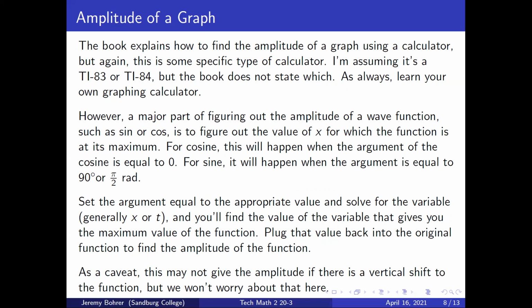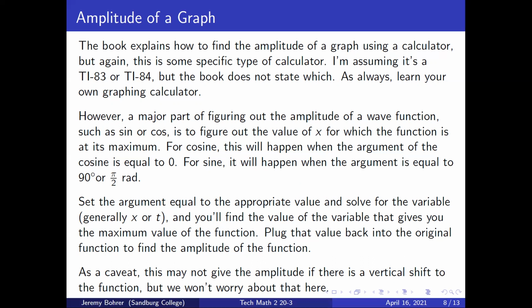For cosine, this will happen when the argument of the cosine is equal to 0. For sine, it will happen when the argument is equal to 90 degrees or pi over 2 radians. Set the argument equal to the appropriate value and solve for the variable, generally x or t, and you'll find the value of the variable that gives you the maximum value of the function. Plug that value back into the original function to find the amplitude of the function.